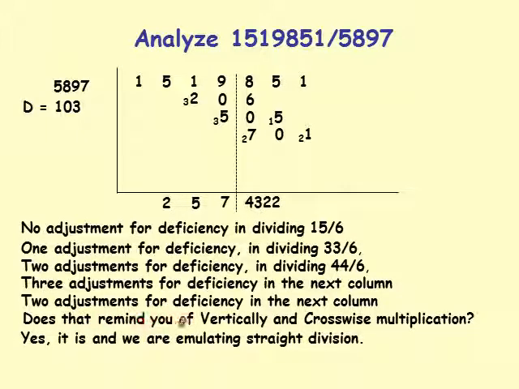Does that remind you of vertical and crosswise multiplications? One column, one product, two products, three products, then two products, then one product. Yes, it is, and we are emulating straight division. In straight division, we use vertically and crosswise. Let's continue.